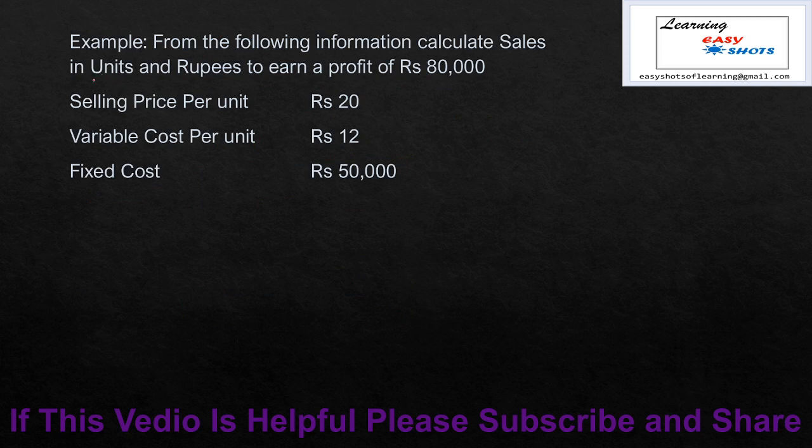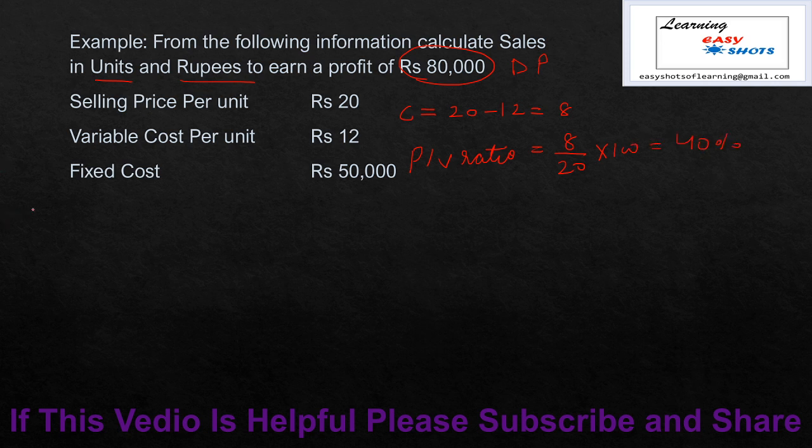Here we have to find out sales in units or in rupees to earn a profit of 80,000. Here management's target is to earn a profit of 80,000. So this is our desired profit. Now when we calculate sales in units, we want to know the contribution. Here the contribution is sales 20 rupees, variable cost 12. So our contribution is rupees 8. And when we calculate sales in rupees, our PV ratio is contribution upon sales into 100, that is 40%.